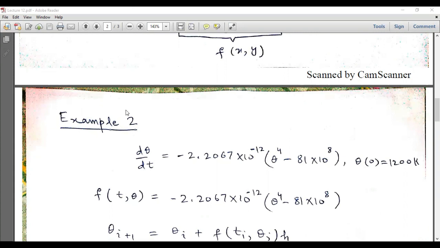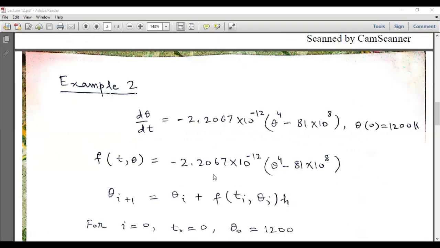So this is example 2, and d theta by dt is equal to minus 2.2067 into 10 to the power minus 12 theta raised to power 4 minus 81 into 10 to the power 8. This is the initial condition. So this is our f of t theta. This is our function, and our variables are t and theta. Theta 0 is equal to 1200 Kelvin. So this is our t naught, right? And this is our theta naught. So initial conditions of t and theta are given to us.